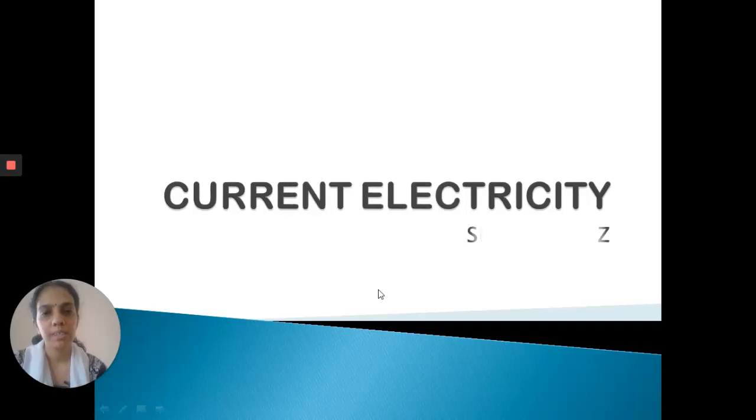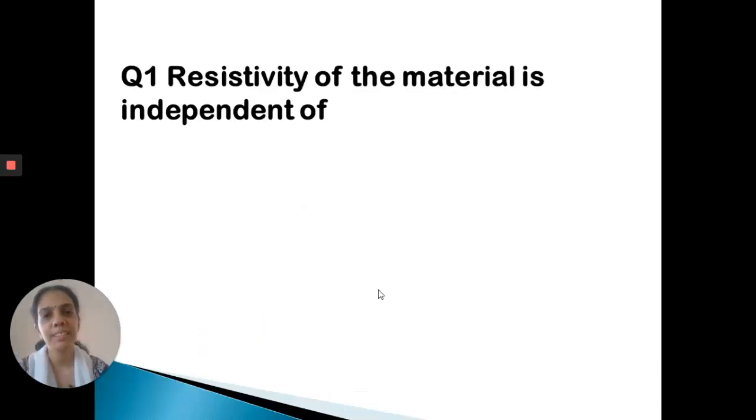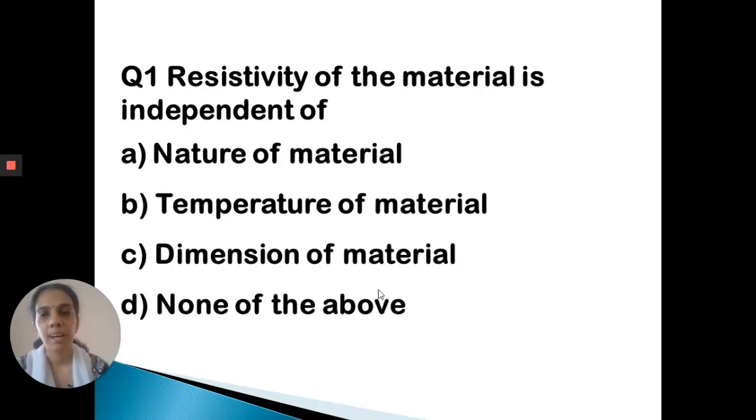First question: the resistivity of the material is independent of. Options are nature of material, temperature of the material, dimension of material, none of the above.